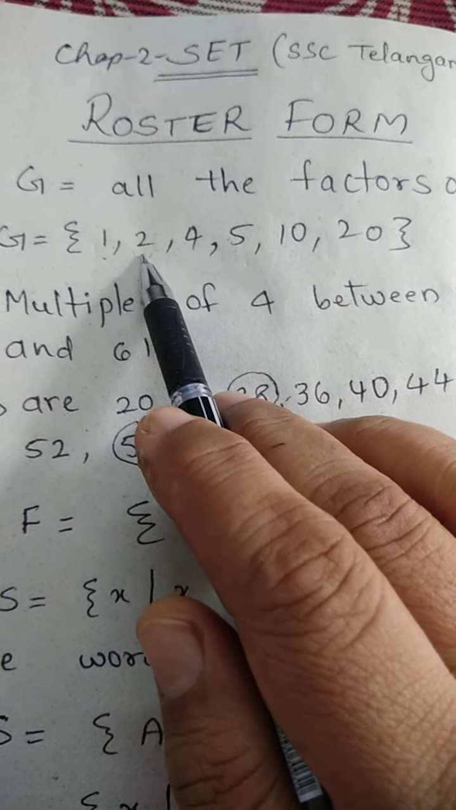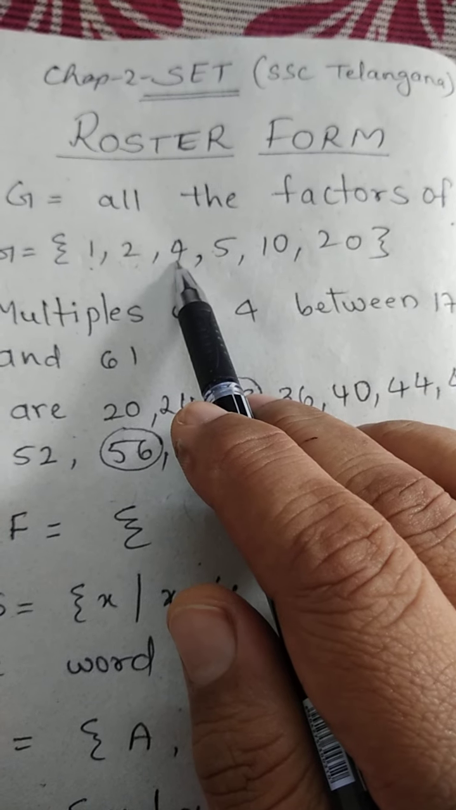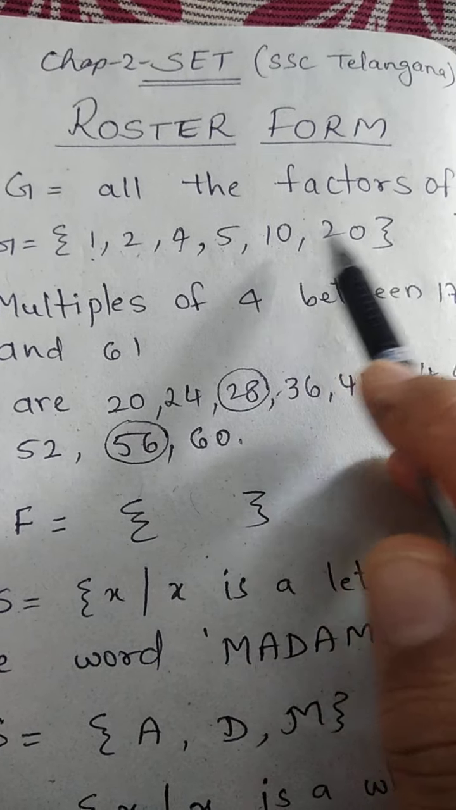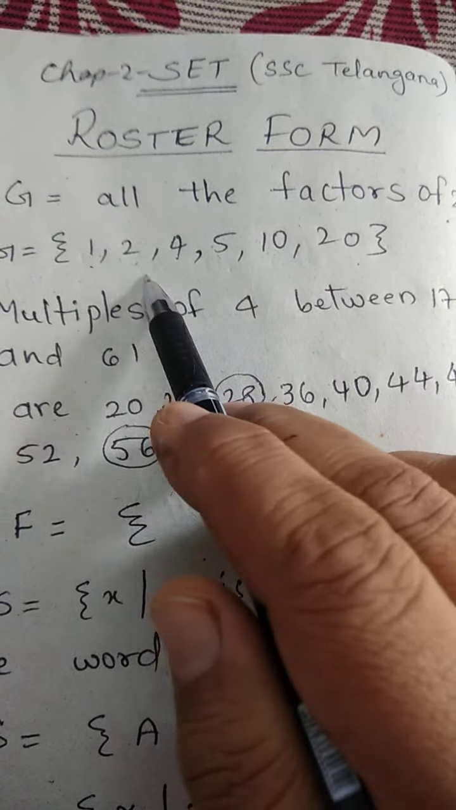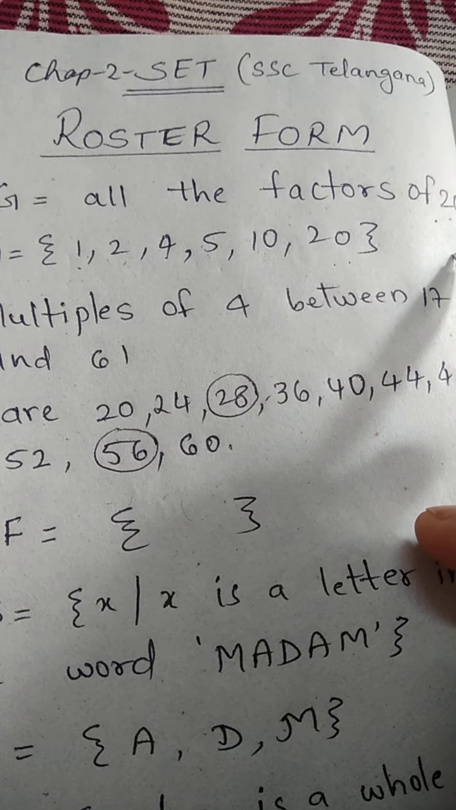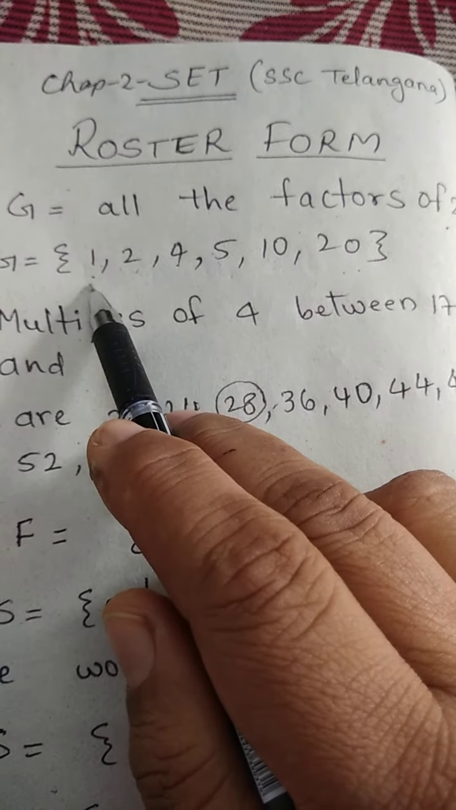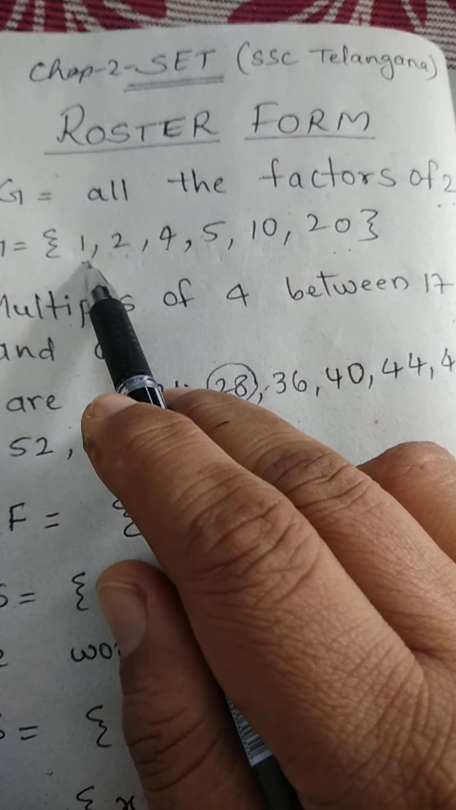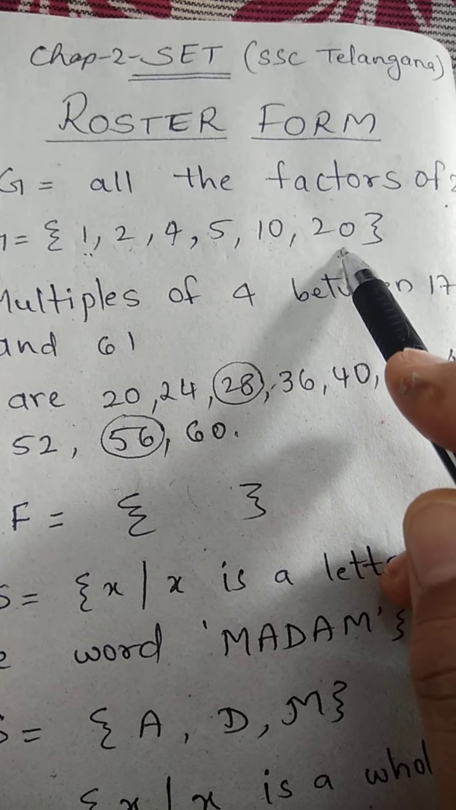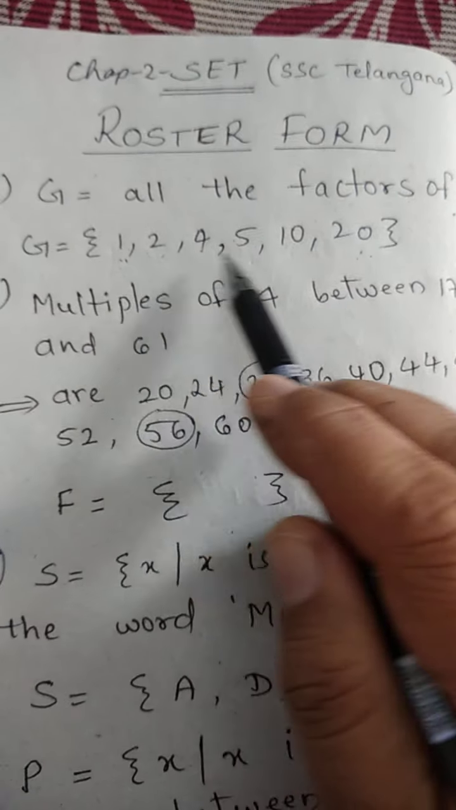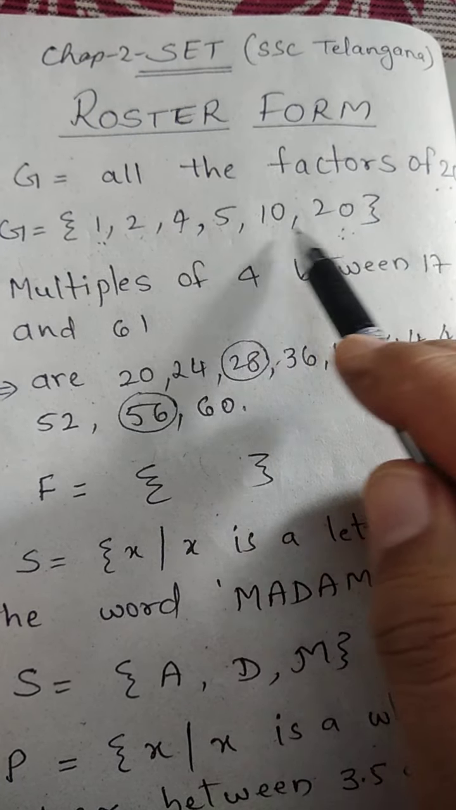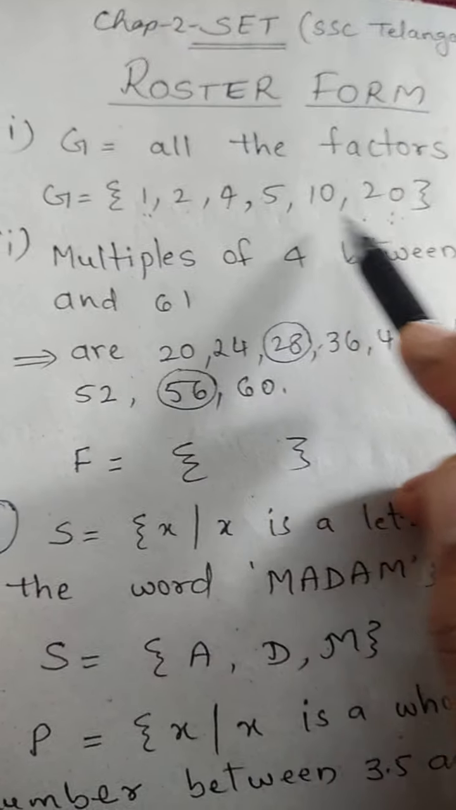2, yes, 20 is divisible by 2. 4, yes, 20 is divisible by 4, and 5 and 10 and 20. So these 1, 2, 4, 5, 10, 20 are the factors of 20. 1 is a factor of each and every number. Like that, the number itself is also a factor of itself. So here we have listed the elements of this set inside the curly brackets. So this is called roster form.